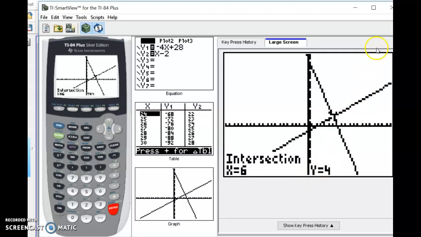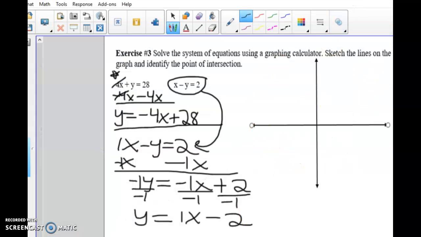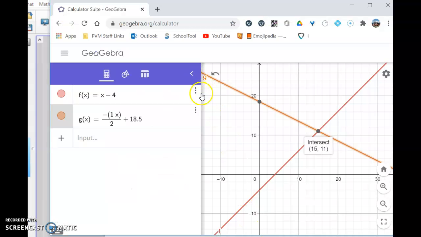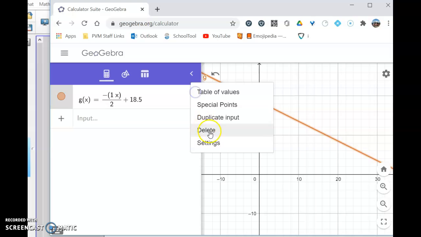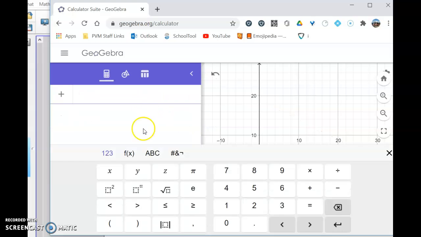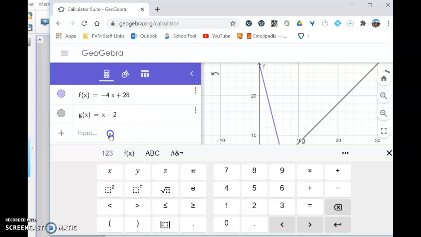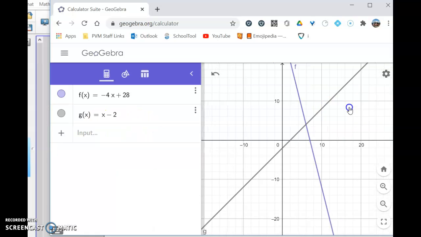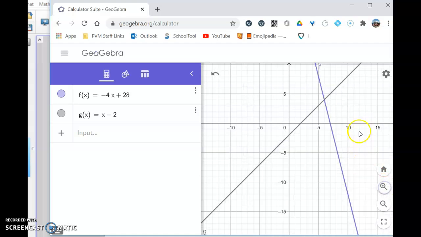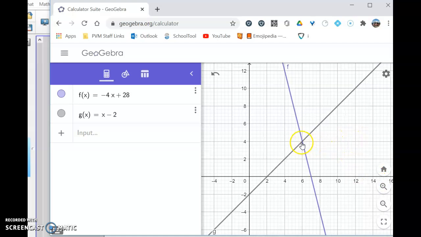Now, for those of you without a graphing calculator, I show you the internet. And one more time with this. Delete, delete. We're going to type in the 2 equations. Negative 4x plus 28. Create another equation by clicking below. I think by now you guys are pretty good with online programs. X minus 2, click below. And again, just kind of move it around so that we can see it. Zoom in, zoom out so that you can see what you need, which is where they meet. Press the magic button and 6, 4, the same answer that we had before.